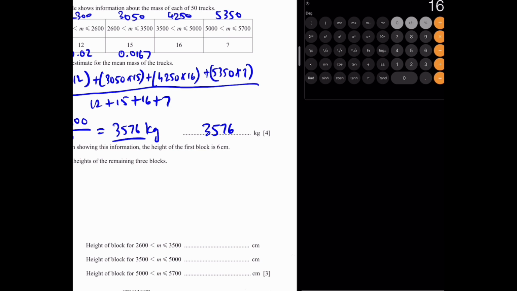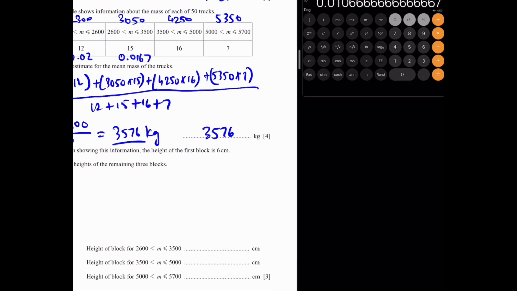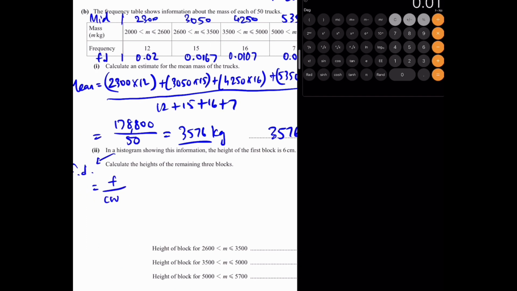And then 16 divided by 1500, which is 0.0107. By the way, all of these are 3 significant figures. And then 5,000 to 5,700, that'll be 7 divided by 700, which is simply 0.01. So 6 centimeters is to 0.02 for frequency density. Now let's find how much for 0.01. So 0.01 will be 3 centimeters because you divide both by 2.